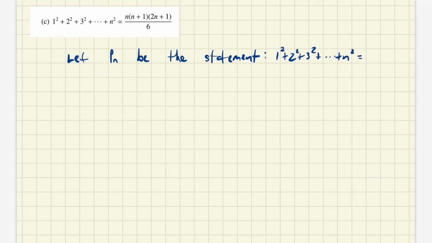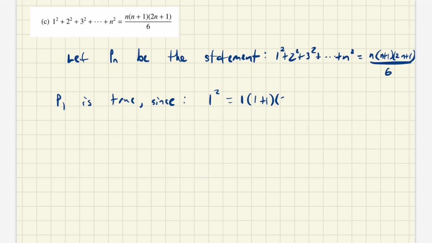Okay, let's show that P sub 1 is true. P sub 1 is true, since the first term on the left is 1 squared, and on the right side, you substitute 1 for n, so you get 1 times (1 plus 1) times (2 times 1 plus 1), all over 6. On the left, you get 1. On the right, you get 1 times 2 times 3 over 6. 1 equals 1, which is true.